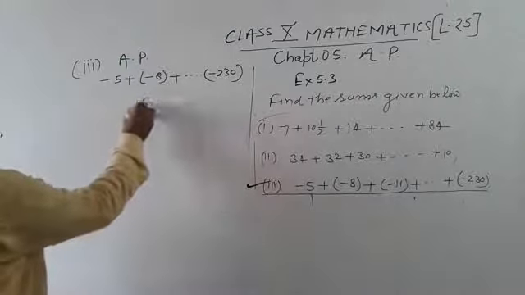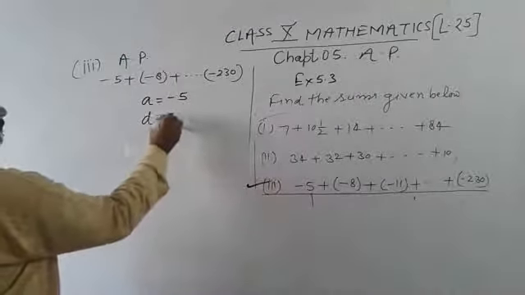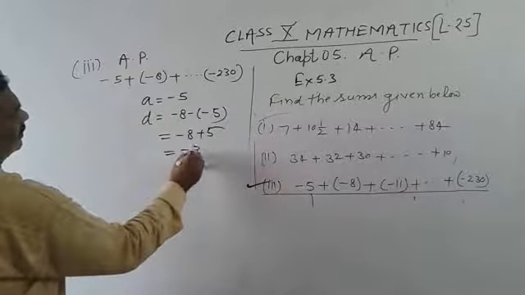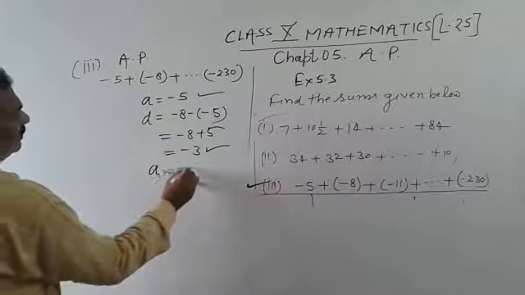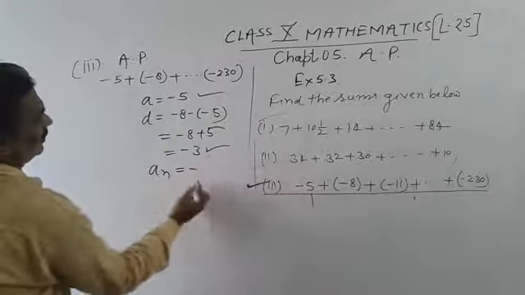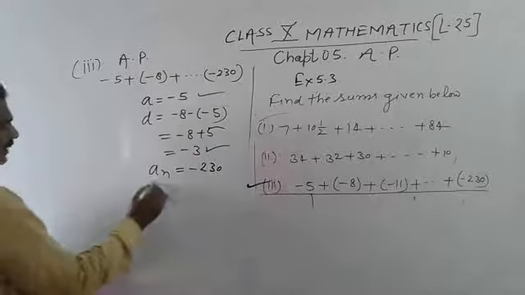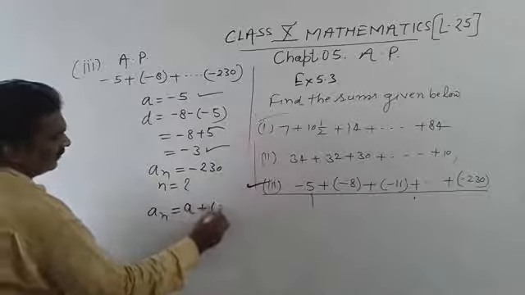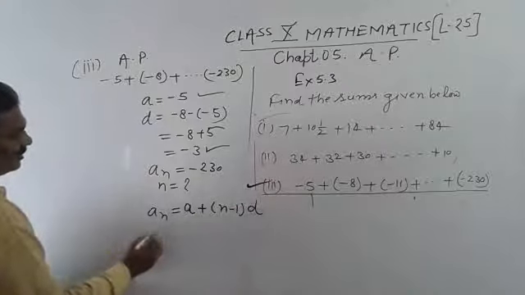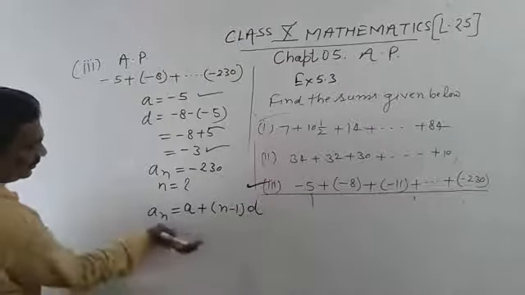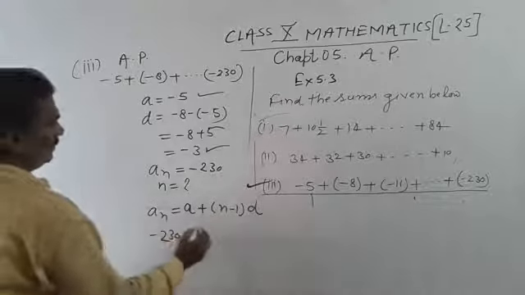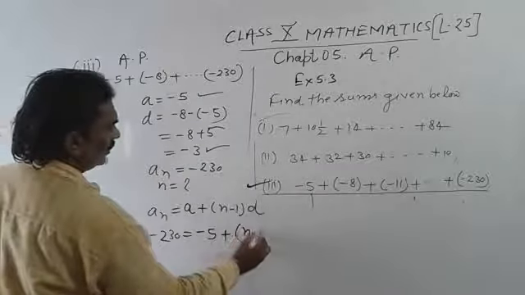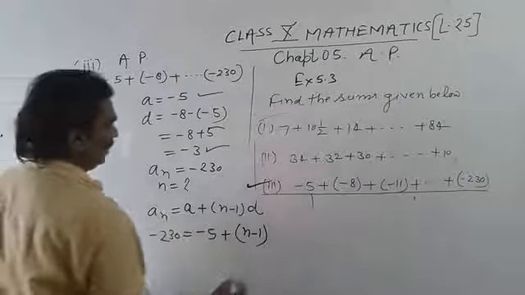So students, here a is equal to minus 5, d is equal to minus 8 minus minus 5, it becomes minus 8 plus 5, that is minus 3. Okay students, and an is given here, minus 230. So using the formula, n is unknown, so an is equal to a plus n minus 1 into d, students. Minus 230 is equal to a is minus 5 plus n is here unknown, minus 1, and d is minus 3.